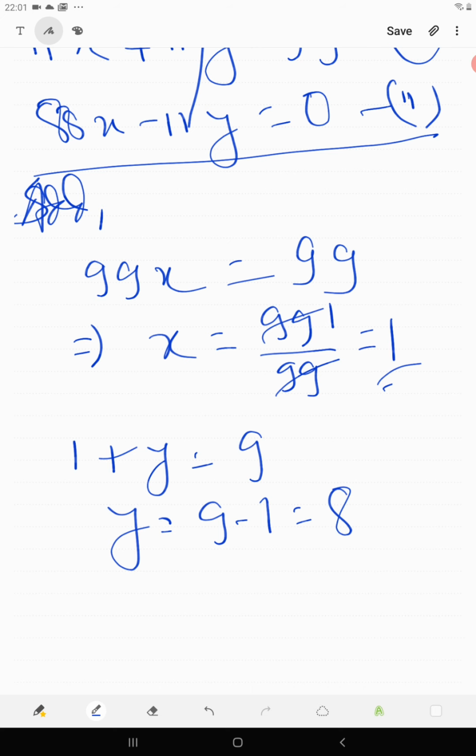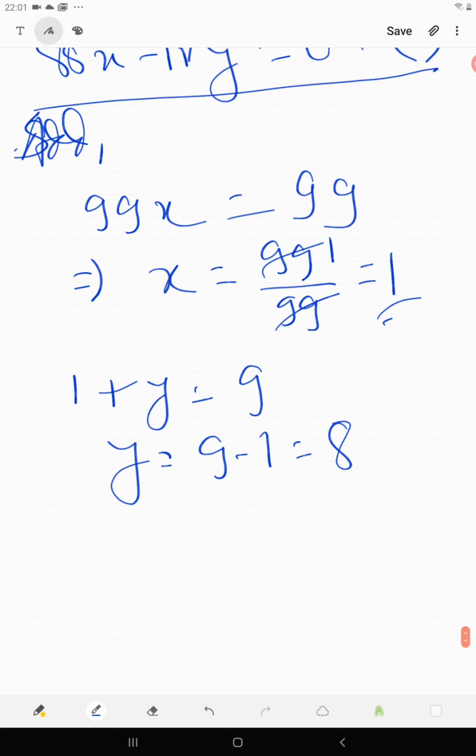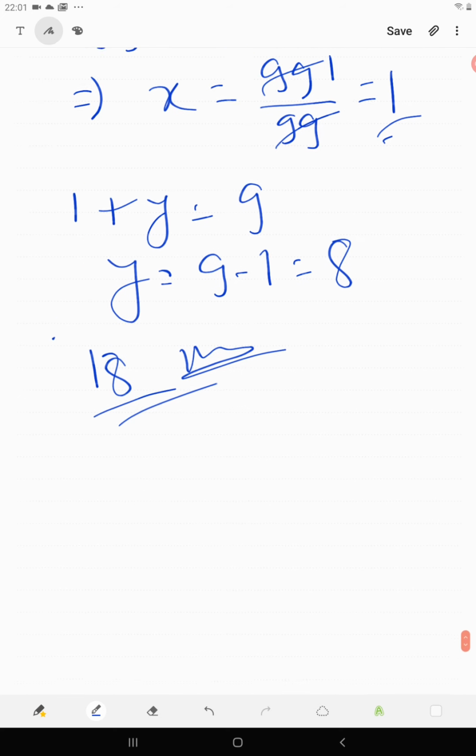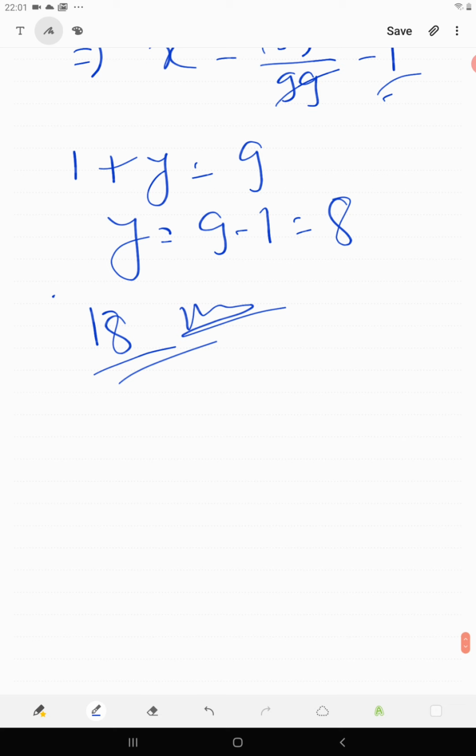So what are the digits, and what is the number? The number is xy, right? So 18. Because the digits are x and y, the number is 10x plus y, or 1 into 10 plus 8. Either put directly xy as 1, 8, or use 10x plus y; it will give you the same 18. Okay, so this is our answer.